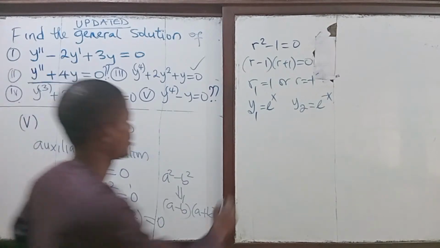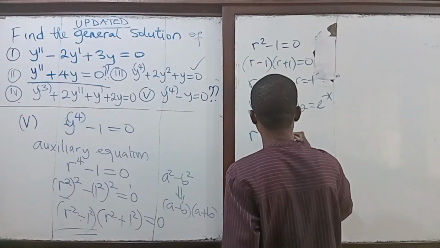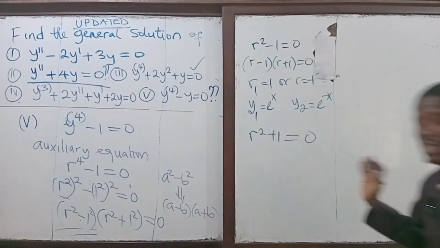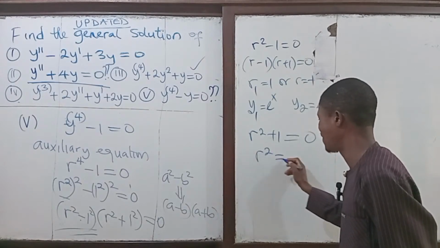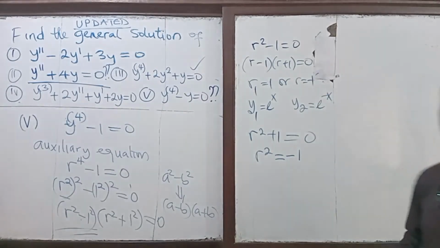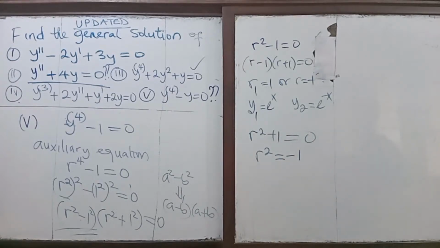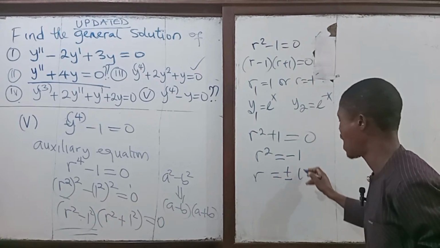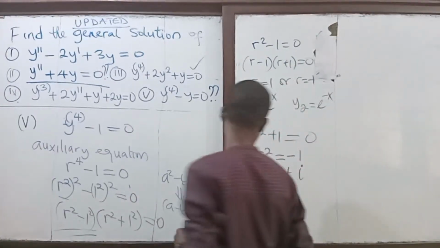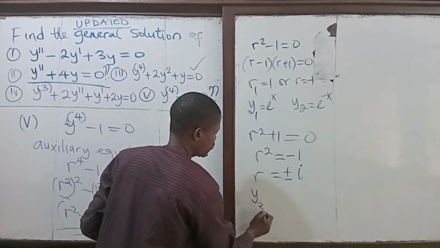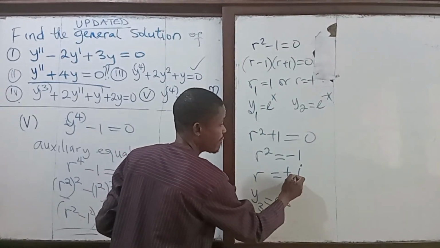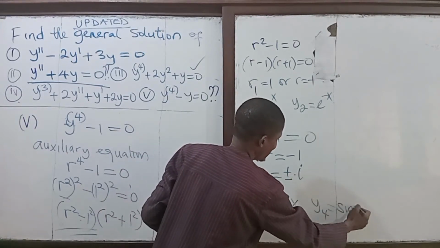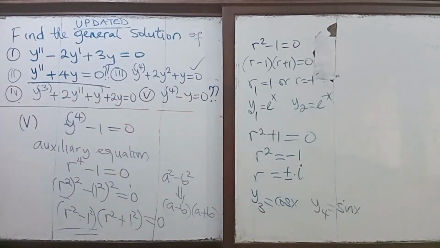We can go to the second one. r squared plus 1 equal to 0. This one is not a difference of two squares. The only thing you can do there is just to make r squared the subject, and that will be equal to what? r will be equal to plus or minus i. And then from there, you can get your third solution, which will be cos x, the alpha is 1, and then the fourth one will be sin x. I think I've explained this over and over again.